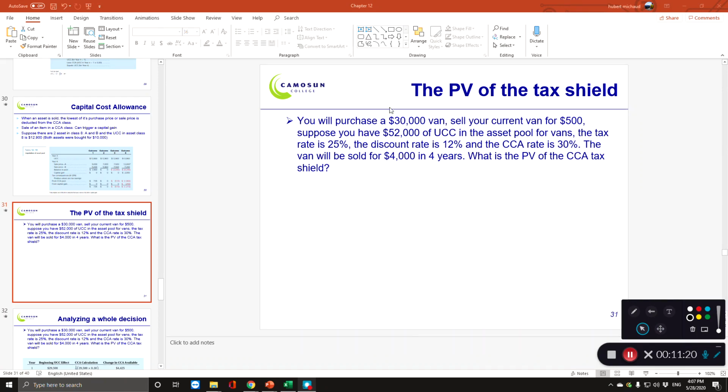That's not even analyzing the whole project, because normally the project will also generate cash inflows, and we already know the cash outflows, right? It's going to be 30,000, but we're going to sell a van for 500. So we already know the cash outflows, but we don't know the cash inflows from the project. But we could calculate the tax shield, right? And then just the PV of that tax shield, the value today of that tax shield. Here's how we could do that.